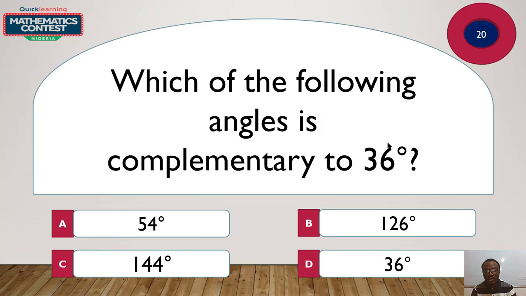Okay. And the correct answer, complementary angles. Complementary angles are angles that sum up to 90 degrees. Supplementary sum up to 180. Complementary sum up to 90. And what will I add to 36 that will sum it up to 90? The answer is 54 degrees. So that should be option A.